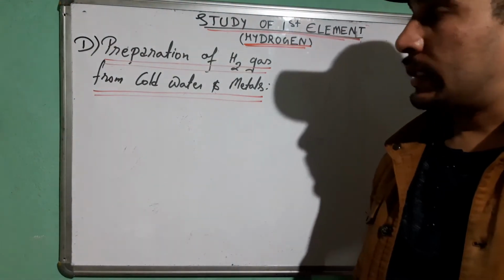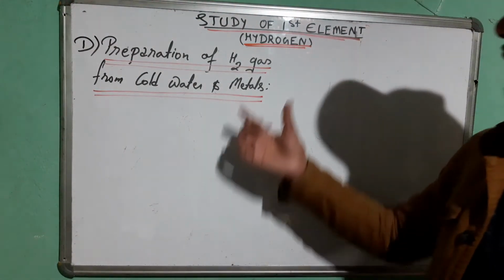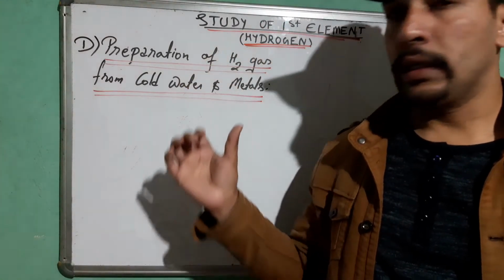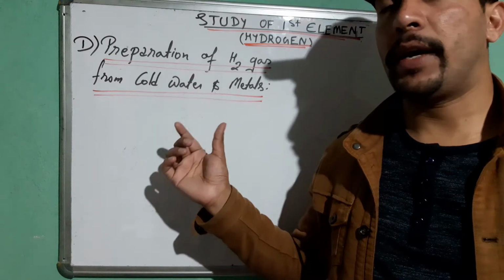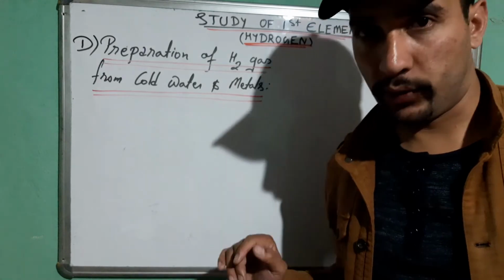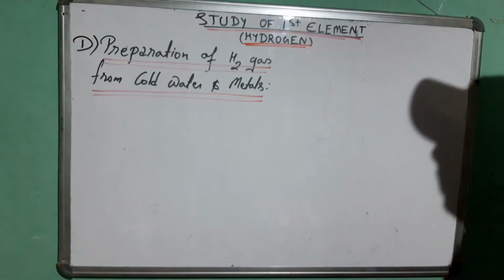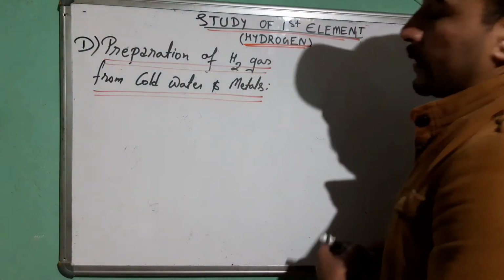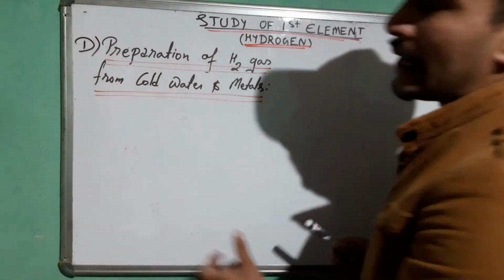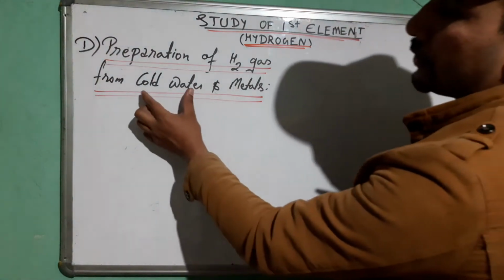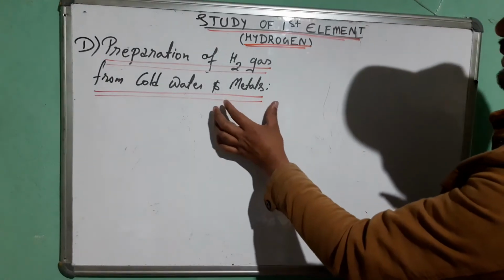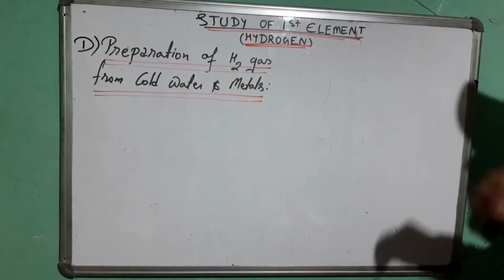In the previous class, that means in the third video on study of first element hydrogen, I have explained you the process of preparation of hydrogen gas by Bose process and by the method of electrolysis. In today's class, you will learn to prepare hydrogen gas using metal and water, various forms of water, first cold water and then hot water and then steam. And for that metals will also have some criteria.